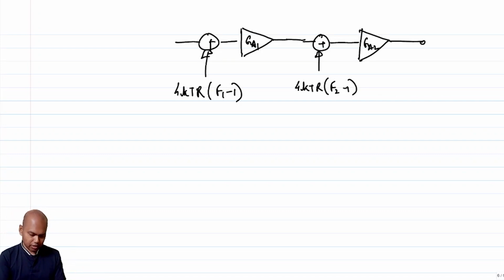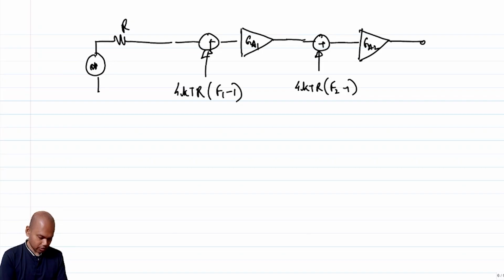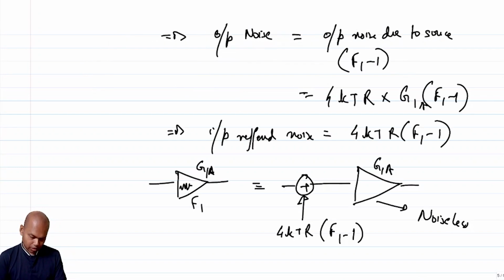Let's say the matching resistor is a part of GA2, right? And this is your RS, this is R, and this is the noise from the source, right? So if I am finding out the noise figure of this, the assumption is that all the GAs have been modeled like this, right?